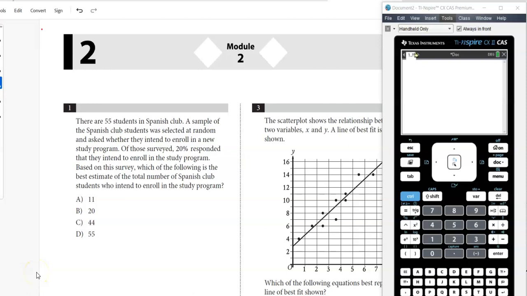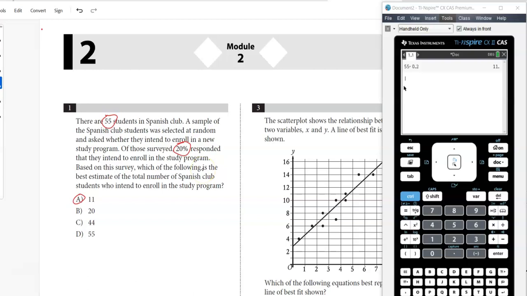Okay, so this first question, not too bad. There's 55 students. Of those surveyed, 20% responded they intend to enroll. Based on this study, which of the following is the best estimate for the total number? So this is, pretty much get your calculator out. And what is 55 times 0.22 or 0.20? Sorry, 0.20. And so you get 11 students.